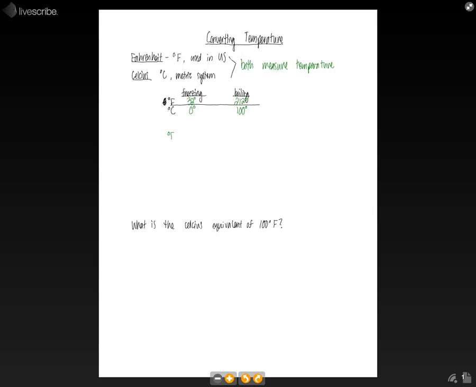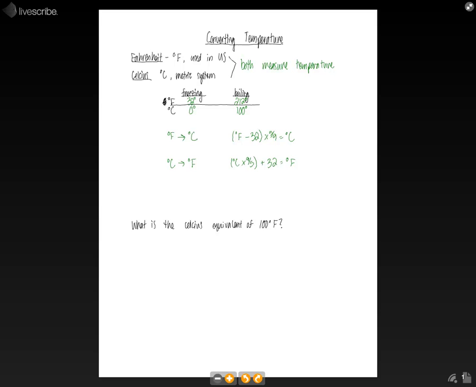And so if we have degrees Fahrenheit and we're going to convert to degrees Celsius, the equation that we're going to use is we take our degrees Fahrenheit value and we subtract 32, and then we multiply this by 5 over 9, and this will give us degrees Celsius. And now if we're going to go from degrees Celsius to degrees Fahrenheit, we take our Celsius value and we multiply this by 9 over 5, and then we add 32, and this will give us degrees Fahrenheit.